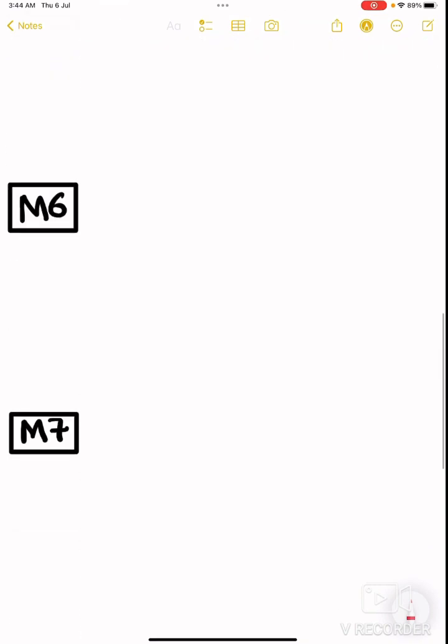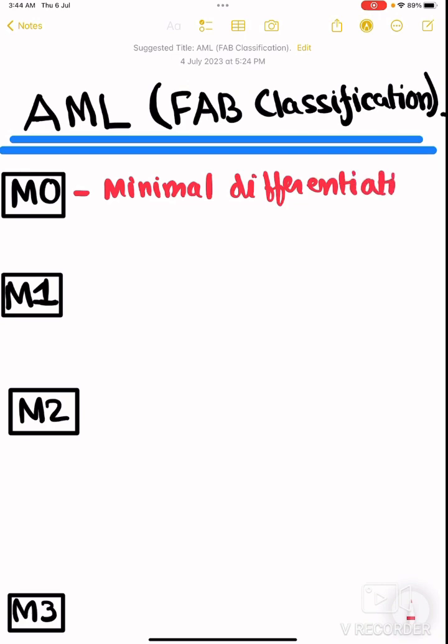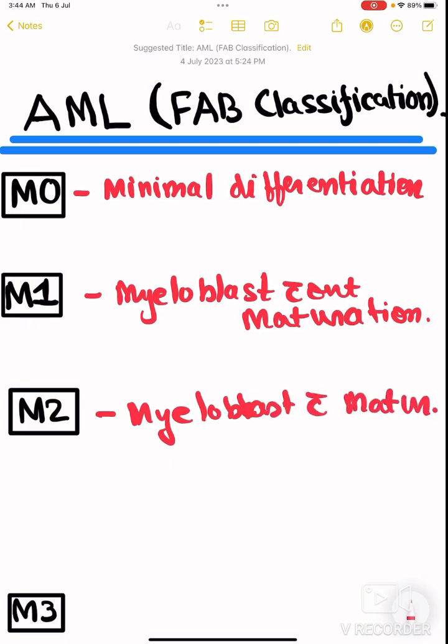There are 7 types of classification starting from 0 to 7, so that's why there are 8 types in the FAB classification. You have to remember the names first. M0 is called minimal differentiation. Then M1 is myeloblast without maturation. Then coming to M2, it is myeloblast with maturation.